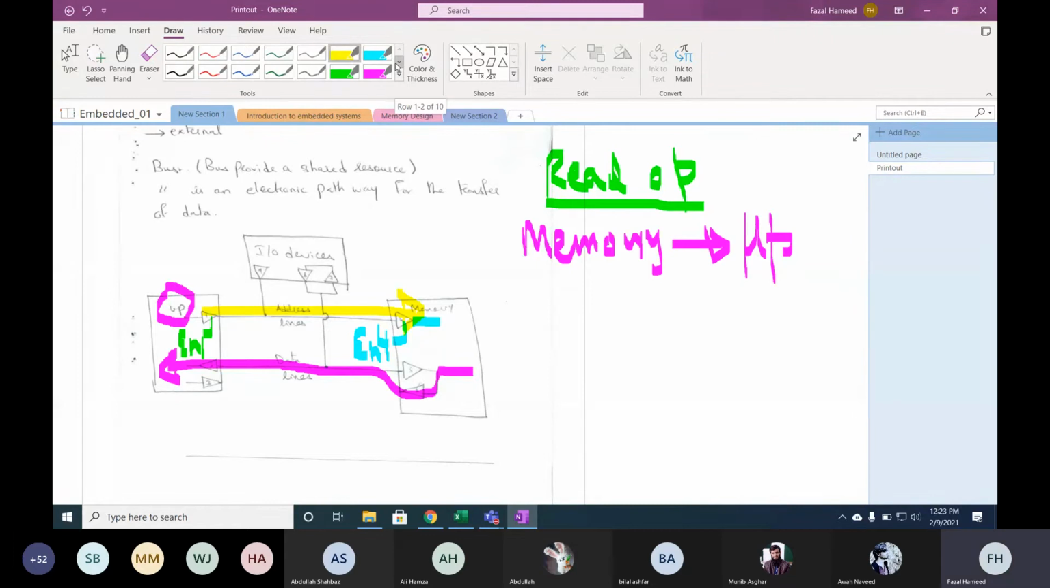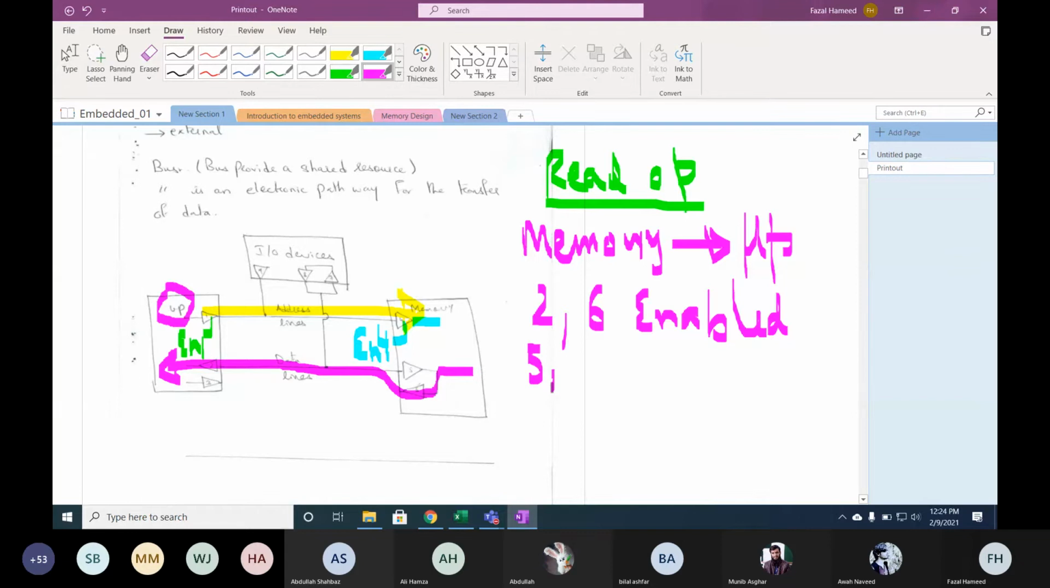Tell me. 2 will be enabled. And which will be enabled? 2 and 6 are enabled. And which one will be disabled? 5 will be disabled. 3 will be disabled.